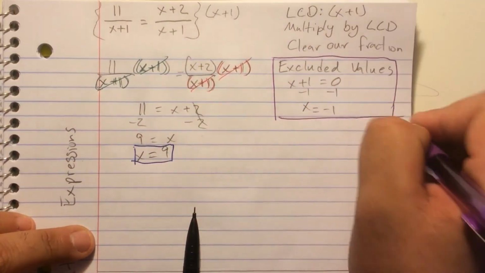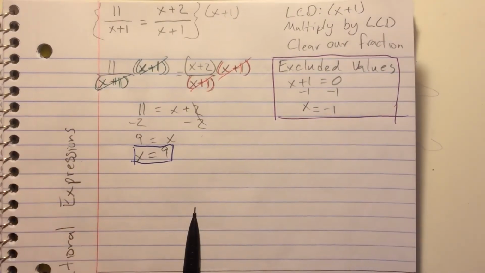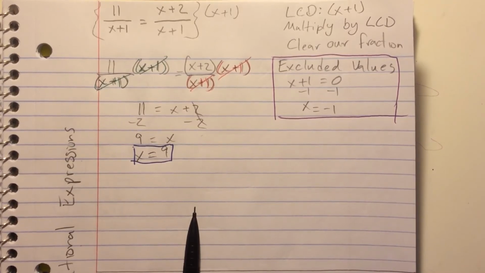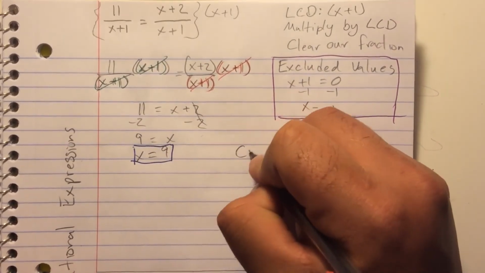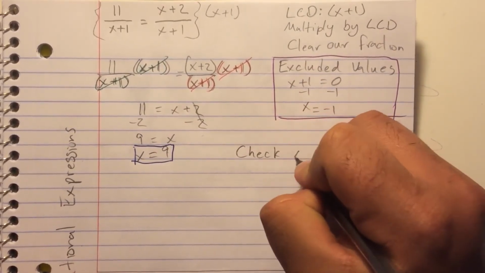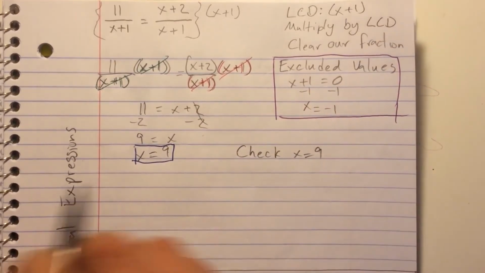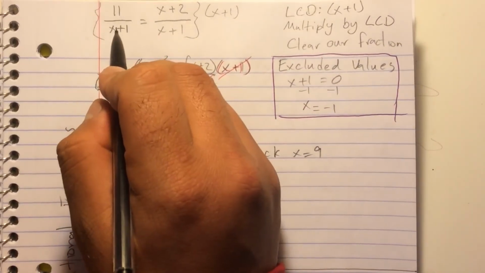Excluded values are very, very important. Muy importante too. They help us find a bunch of the asymptotes or the holes when we're looking at our graphs. Now that we did our excluded value and it wasn't that, we're going to do our check. We're going to check to make sure that x equals 9 is not an extraneous solution. So we put 9 back into our equation.